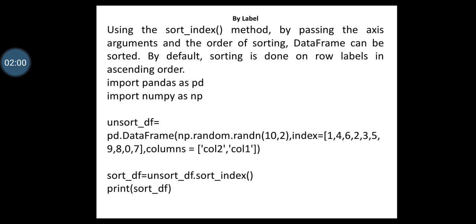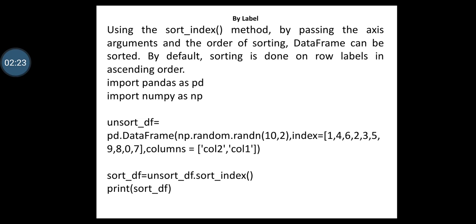Then, for our first method, that is by label, we can use the sort_index method by passing the axis argument and the order of the sorting. A data frame can be sorted. By default, sorting is done on the row label in ascending order.